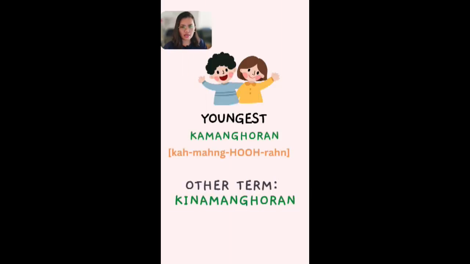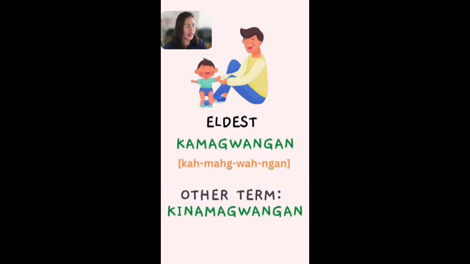So youngest is kamanghuran. Another term is kinamanghuran. Next one we have eldest. Eldest is kamagwangan. The other term is kinamagwangan, or kinamagulangan. So, we have the magulang version. I'll just use kamagwangan.